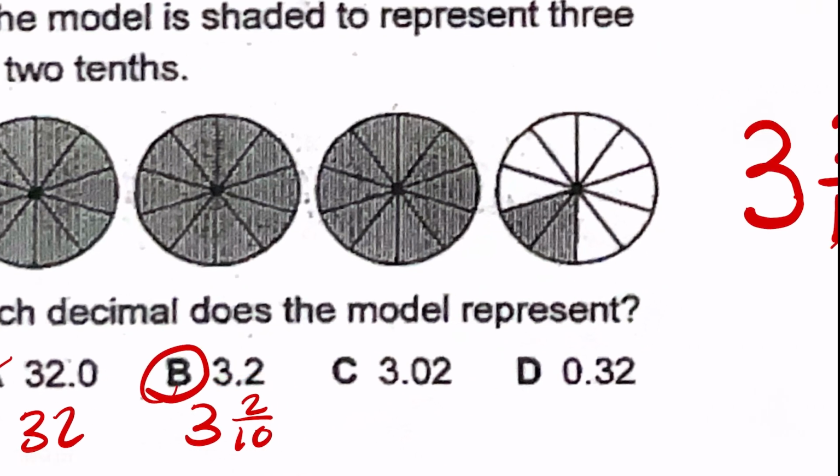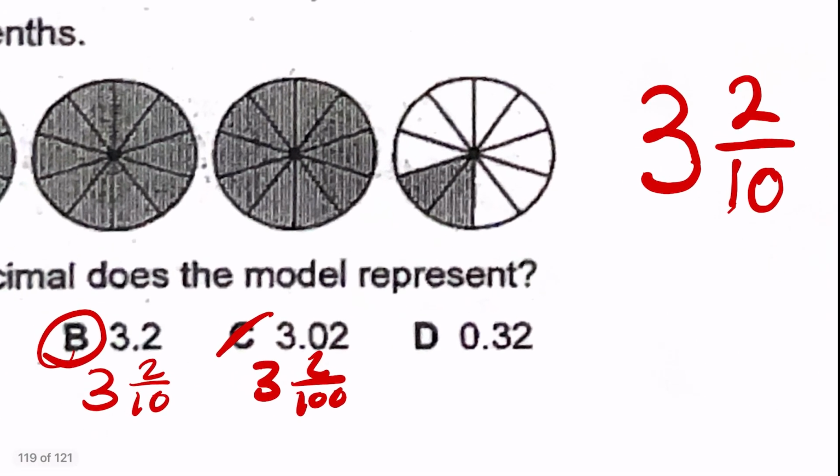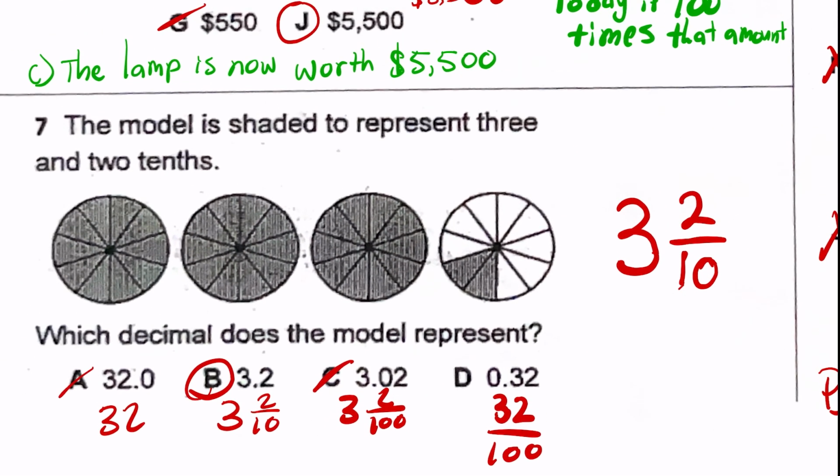C says 3 and 2/100. Here the 2 is in the hundredths. So that would look like this. 3 and 2/100. Because this 2 over here is in the hundredths place. So this is not the answer. And if we look at the last one, that one says 32/100, right? It would just look like this. So the answer is B.